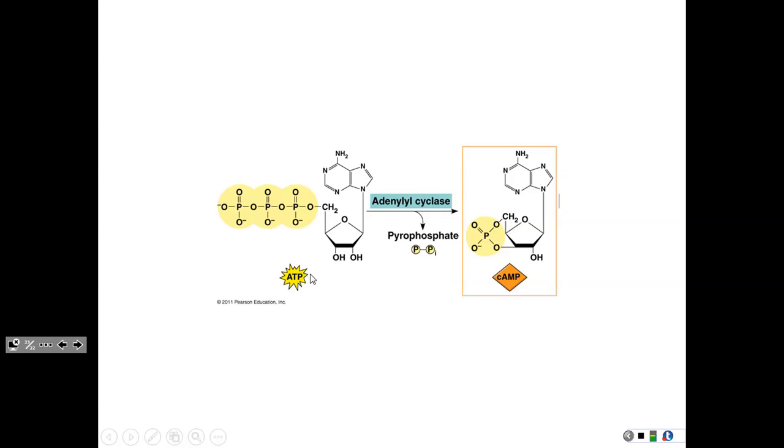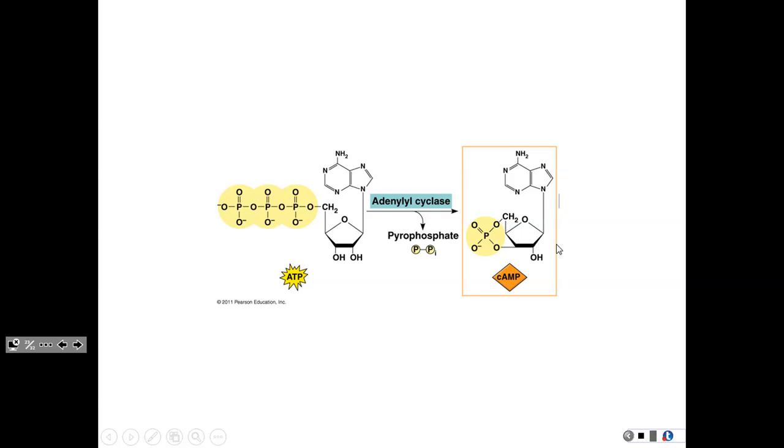And what happens with ATP is adenyl cyclase can lop off two of those phosphate groups, a very energetically favorable reaction, right? And then forge a covalent bond between the phosphate group and another carbon on the ribose sugar. So that's why this is cyclic AMP. Look at that. The phosphate group is attached to this carbon and then forms a little circle and gets attached to this carbon as well.